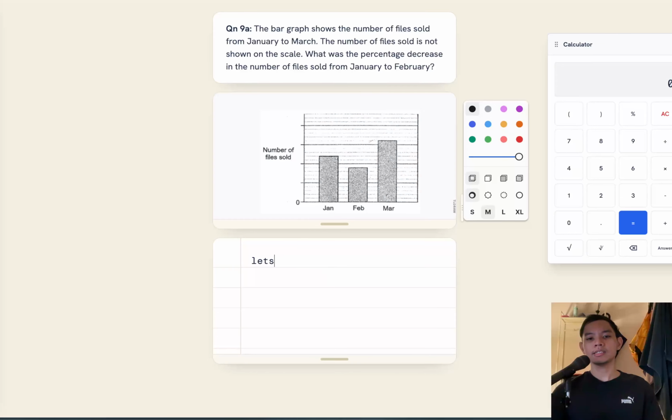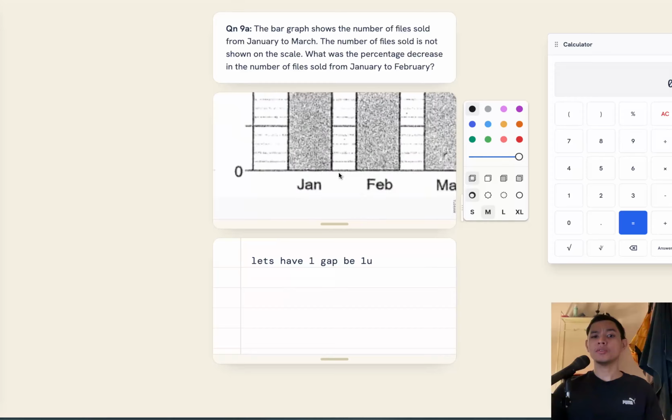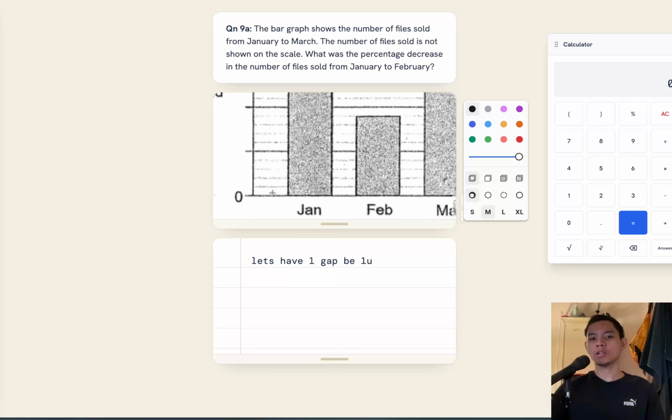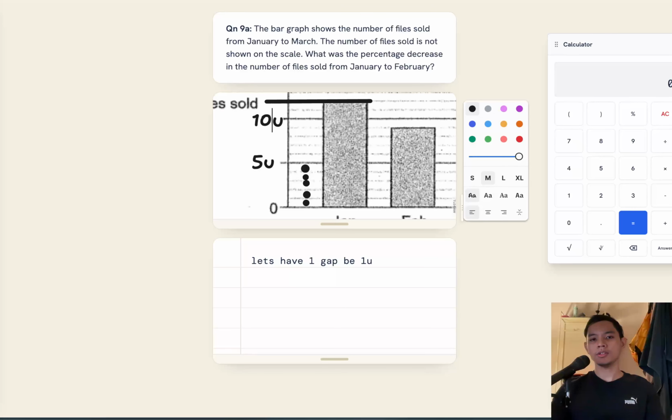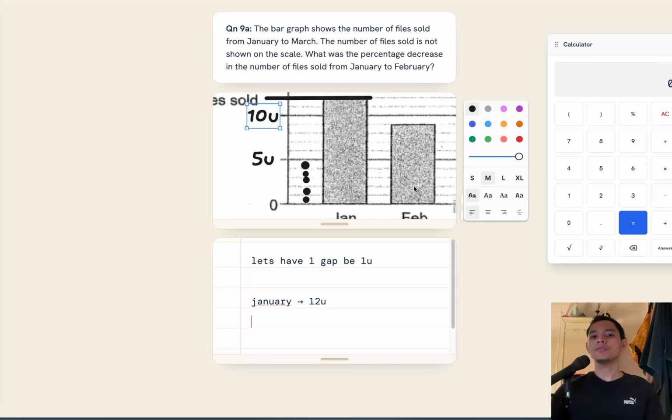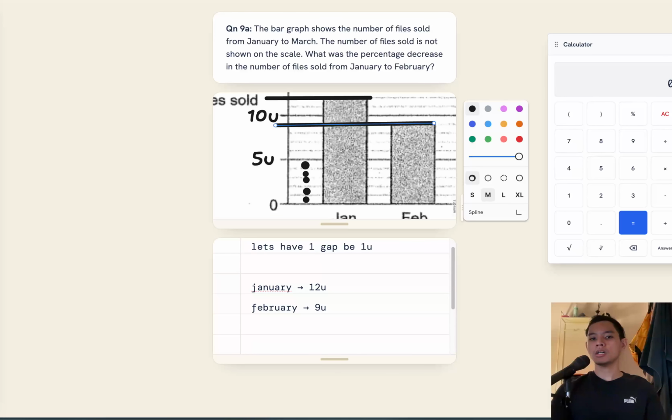So let's have one gap be 1 unit. In terms of January over here, we just count the number of gaps. We count 1, 2, 3, 4, and 5, so this is 5 units. This is 10 units. That means for January, it's equal to 12 units. Then for February, it's equal to 9 units. So the difference is equal to 12 minus 9, which is 3 units.